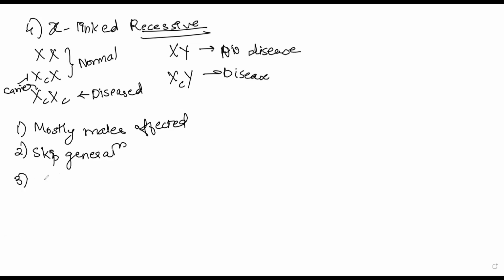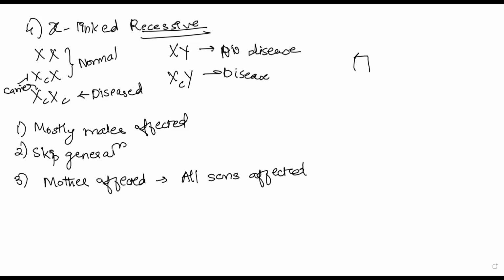If the mother is affected, all her sons will be affected. So the mother will pass on the disease to her son. So look at this pedigree. If the mother is affected, then definitely all the sons would be affected.